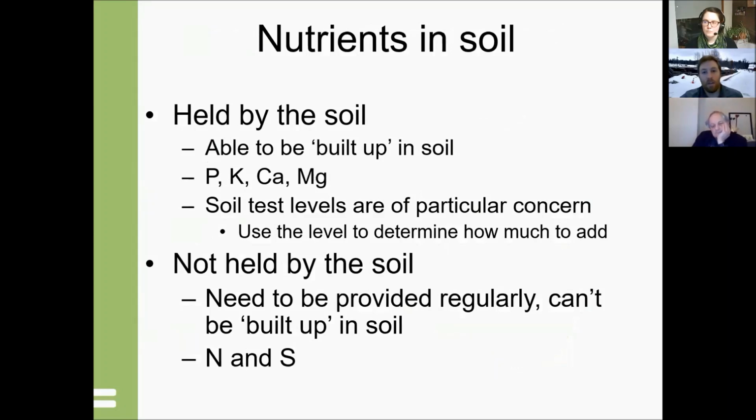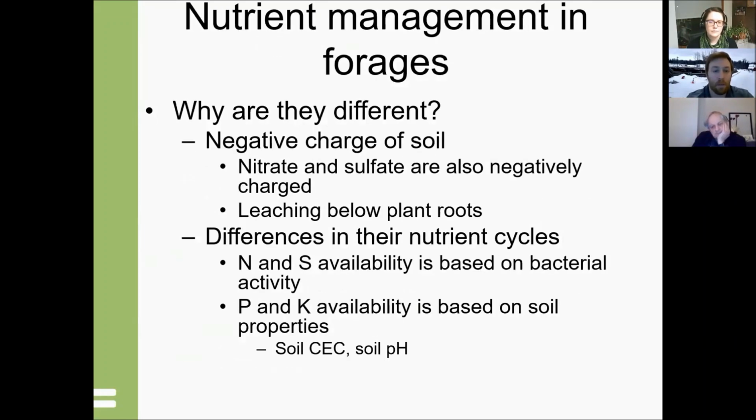So moving on to how nutrients behave in the soil. Some nutrients are held in the soil and you're able to build them up, like phosphorus, potassium, calcium, and magnesium. For those, we are particularly concerned with the soil test levels because we can use these levels to determine, based on the crop, how much we need to add. But other nutrients like nitrogen and sulfur cannot really be built up in the soil, mostly because they will leach through the soil profile. So we need to add them way more regularly than the other nutrients that we can build up.